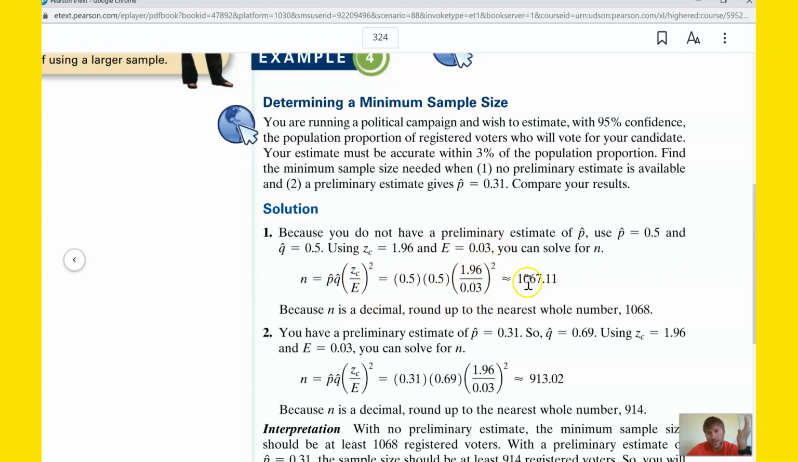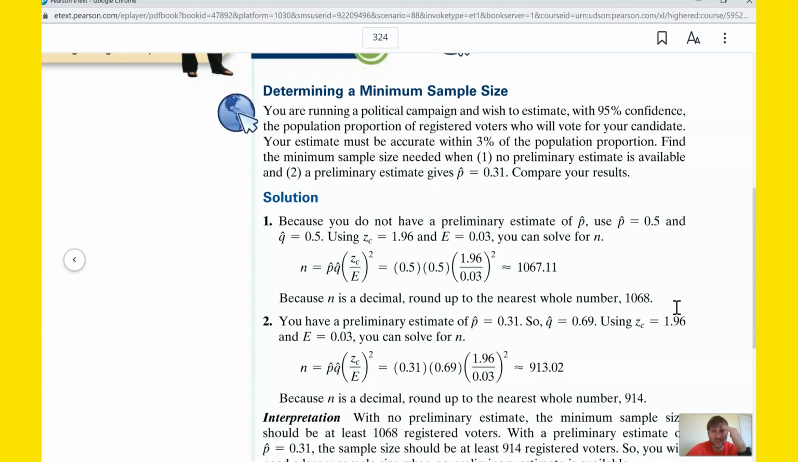You stick all that in the formula, and you get that you need n to be at least 1067.11. You're always going to round this up to the nearest whole number because you can't get 0.11 of a person in your survey. It's better to be above than below in your sample size to get the precision you need. So we're always going to round that up. So we would say we need at least 1,068 people in our poll or in our survey to get the precision and confidence level that we need for our estimate.